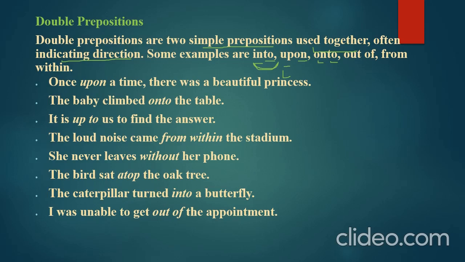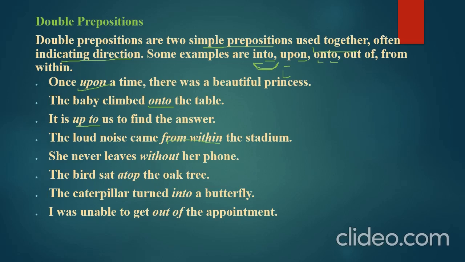Once upon a time there was a beautiful princess. So here in upon we have used two simple prepositions together, and that is why we call it a double preposition. The baby climbed onto the table. So onto is also the combination of two simple prepositions used together. It is up to, so up to is also a double preposition. The loud noise came from within. So this is also the combination of two simple prepositions, and we call it a double preposition.